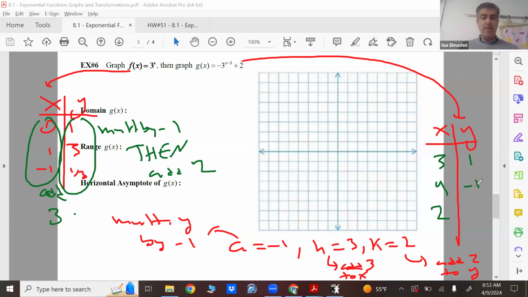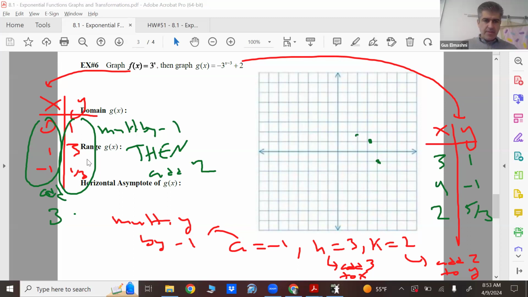Wait, why is it 3, 4, 2? At 3 for x, right? Please question me if I make mistakes. -1/3, add 2 should be 5/3, I think. So 3, 1. 4, -1. Am I doing that right? Yeah. And then give me a sec here. And 2, 5/3.